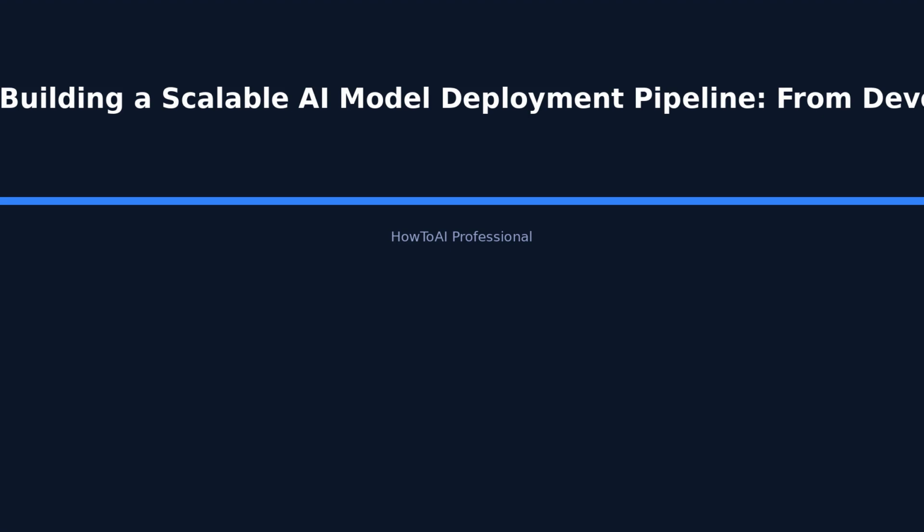Section 3: Building the Deployment Pipeline Step by Step. Let's break down the process of building a scalable AI model deployment pipeline into manageable steps. The first step is to set up version control for your project. If you haven't already, create a Git repository for your codebase, and make sure to include a README file that outlines your project's structure, dependencies, and instructions for running the code.